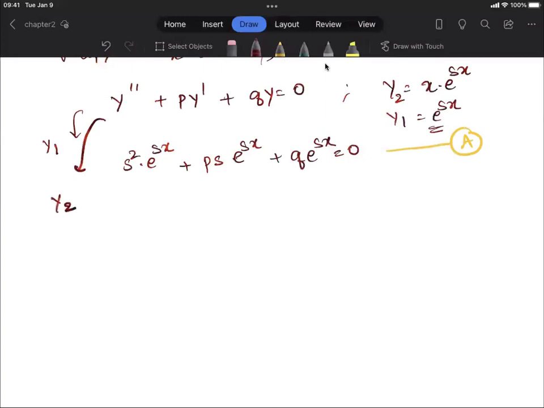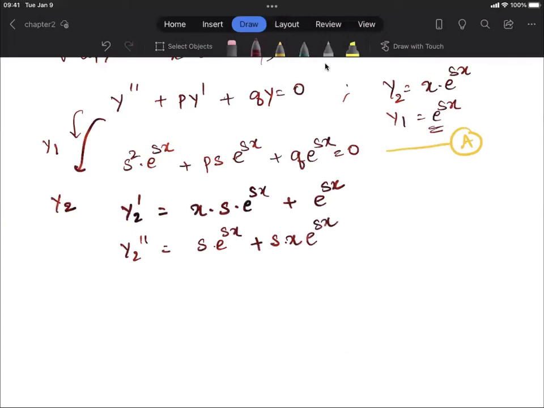For y2, let's first get the first derivative of y2, which will be x times s times e to the power sx plus e to the power sx. The second derivative will be s times e to the power sx plus x times s times e to the power sx, times the derivative of this, which is going to give me another s.